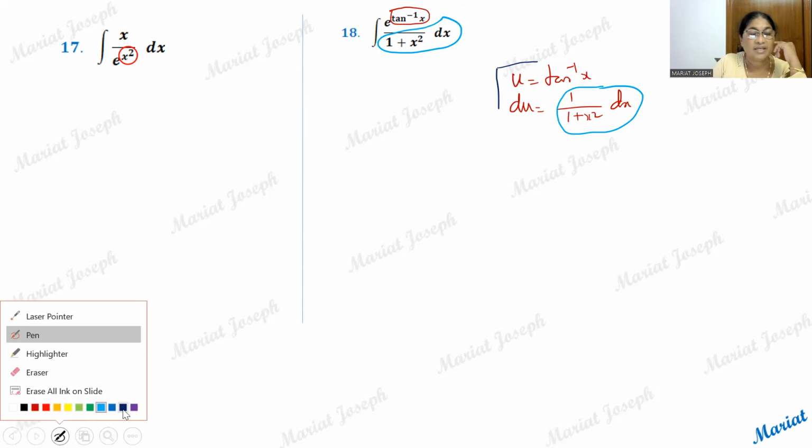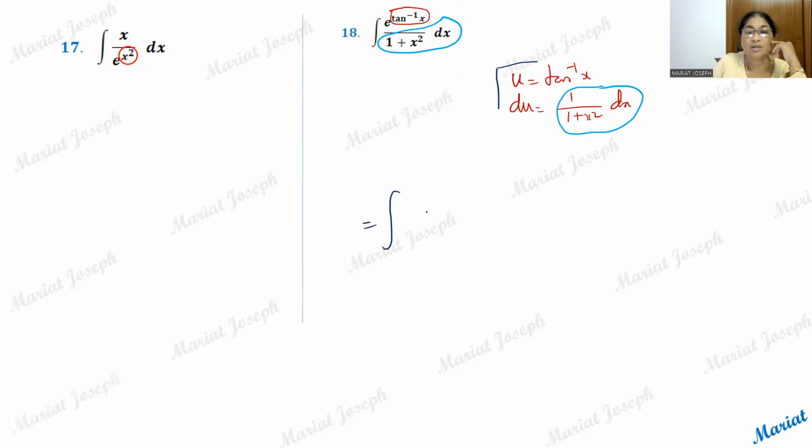So what is this integration changing? Integral of e raised to the power u into du, nothing else. Straightforward. So the integral is e raised to u plus c. Ab u wapas kar do. e raised to the power tan inverse x plus c.